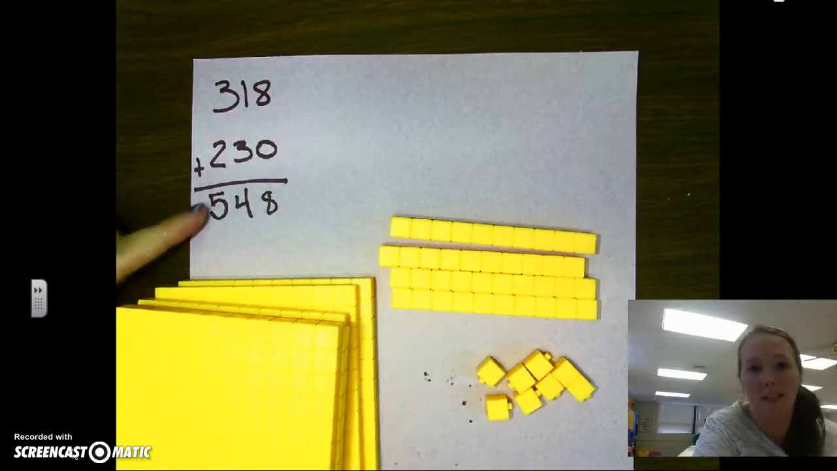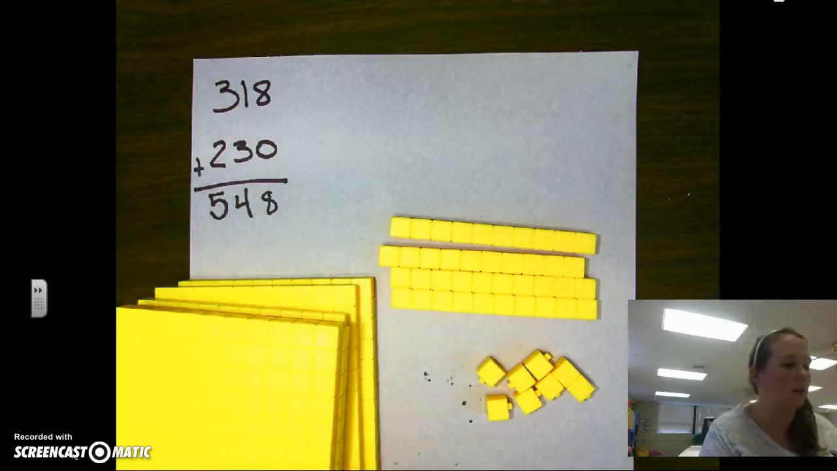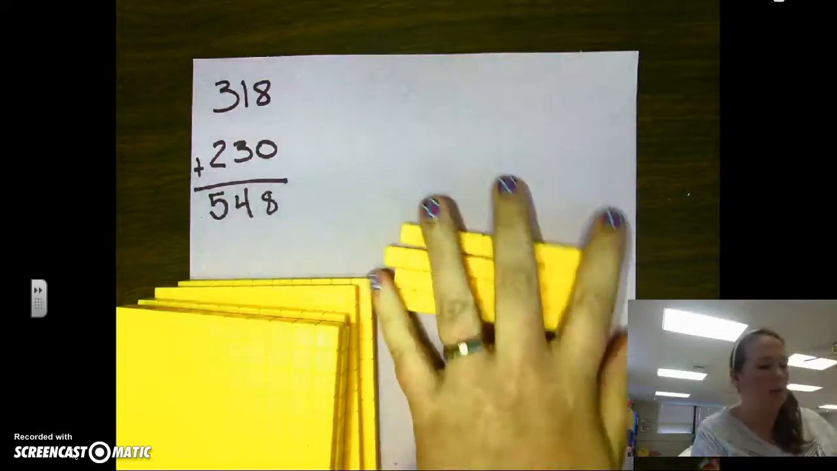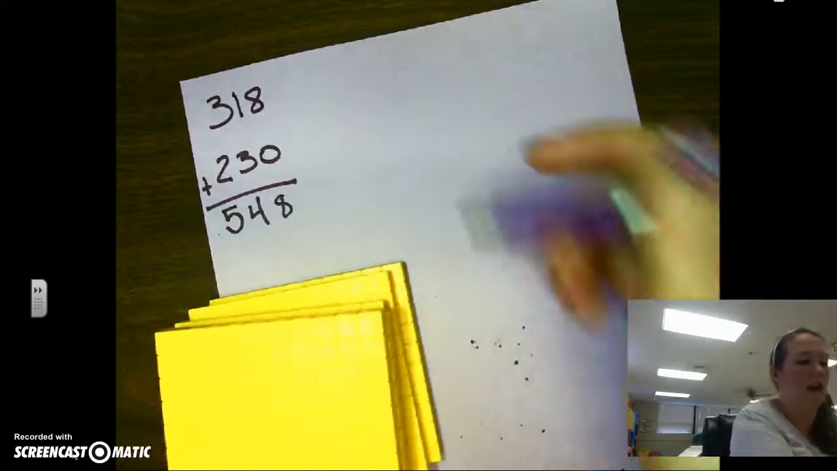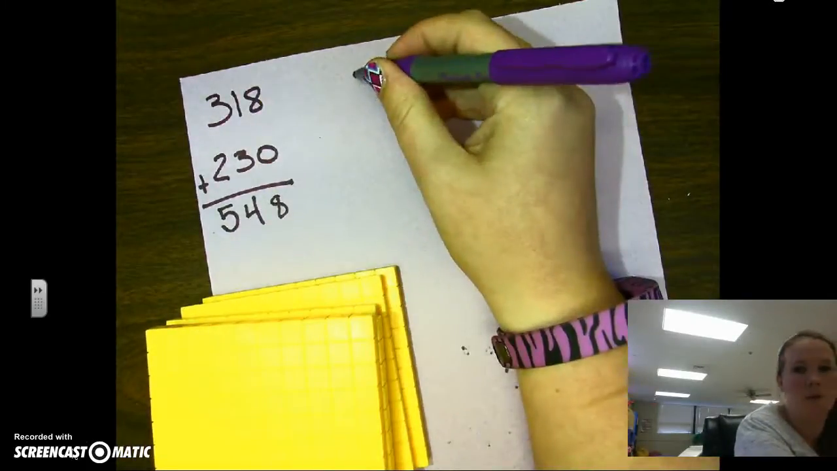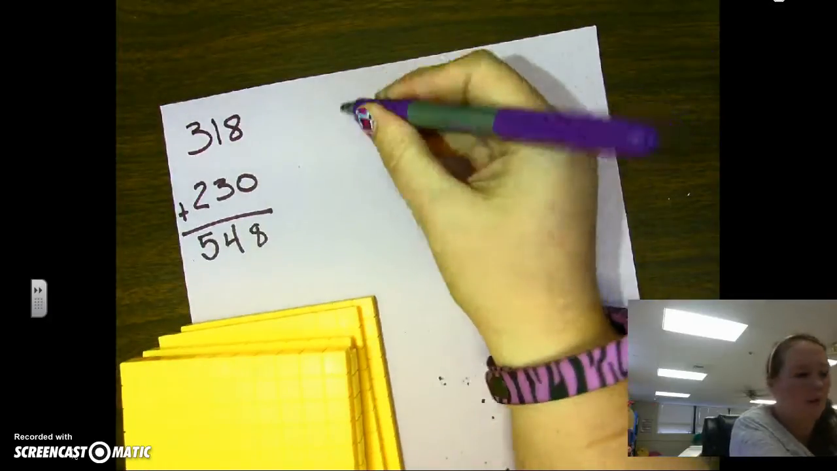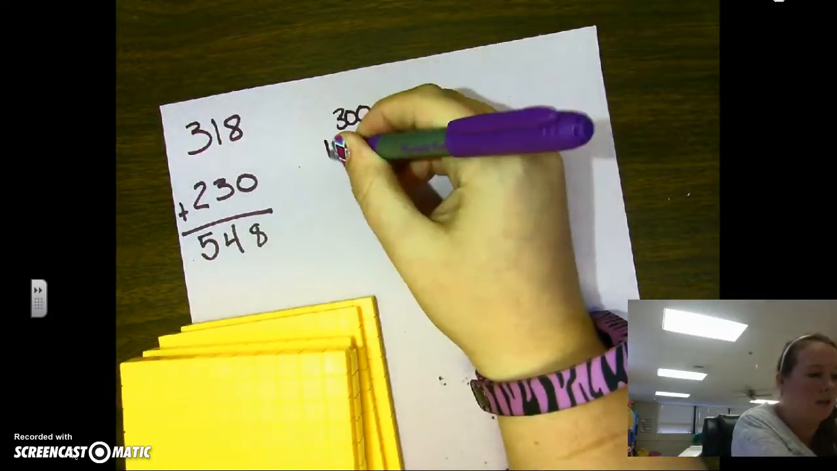Let's do this exact same problem, but write it out in expanded form. So I'm going to start with the hundreds. I have a 3 and a 2. So since they're both in the hundreds place, I know that means 300 plus 200.